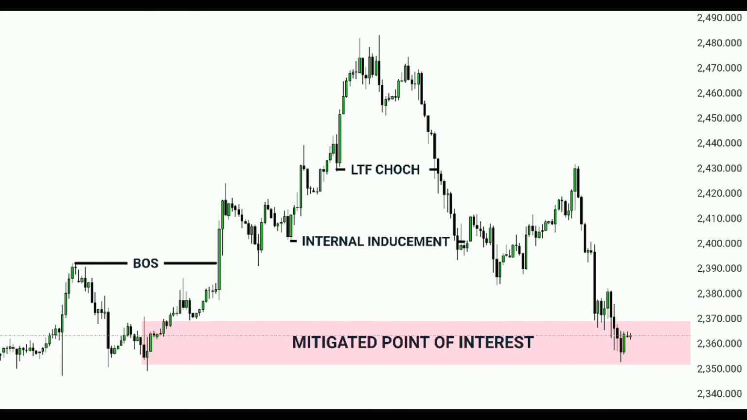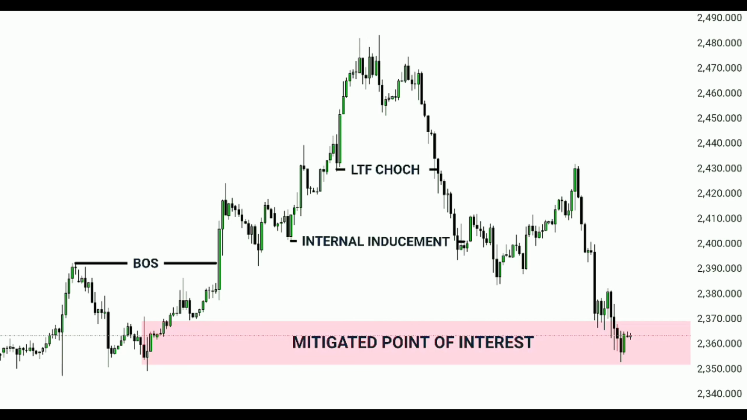That area is called a point of interest. A mitigated point of interest means price comes back to that zone to fill remaining institutional orders. Large traders often cannot enter all their positions at once, so when price returns to that area, they complete their orders. This process is called mitigation.